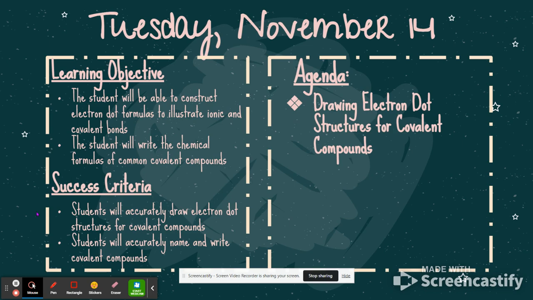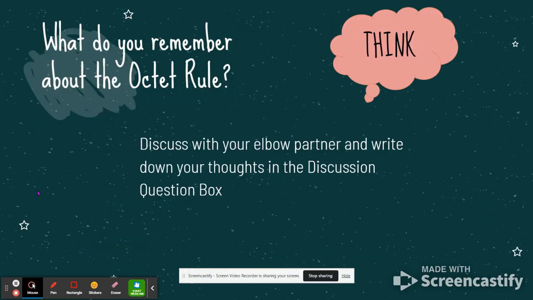Today, our learning objective is to be able to construct electron dot formulas to illustrate specifically covalent bonds. You will be writing your chemical formulas for the compounds as we're working through them, or at least recognizing them. Your success criteria to know that you're being successful in today's lesson: you will accurately draw electron dot structures for covalent compounds. Let's go ahead and get started.